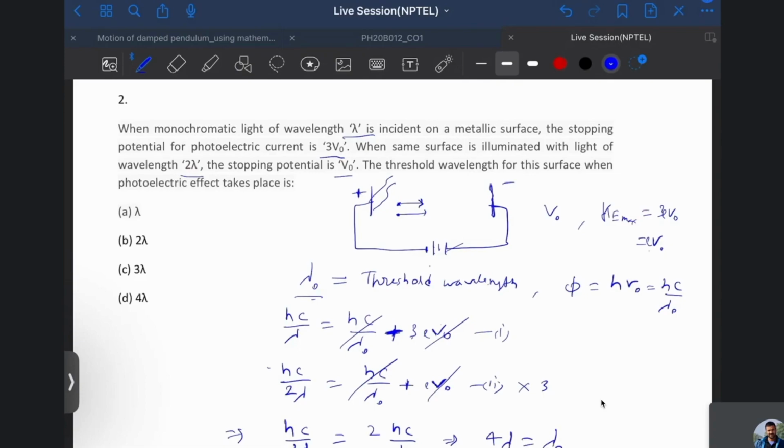So we have calculated the threshold wavelength, which is just 4 lambda. At a wavelength of 4 lambda, there won't be any photoelectrons coming outside the metal. So this simple experiment can be used to calculate the threshold wavelength for this metal surface. Any question here?